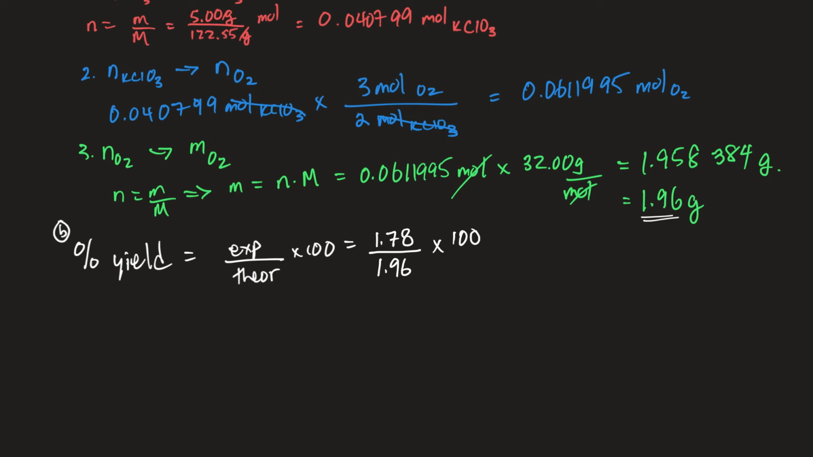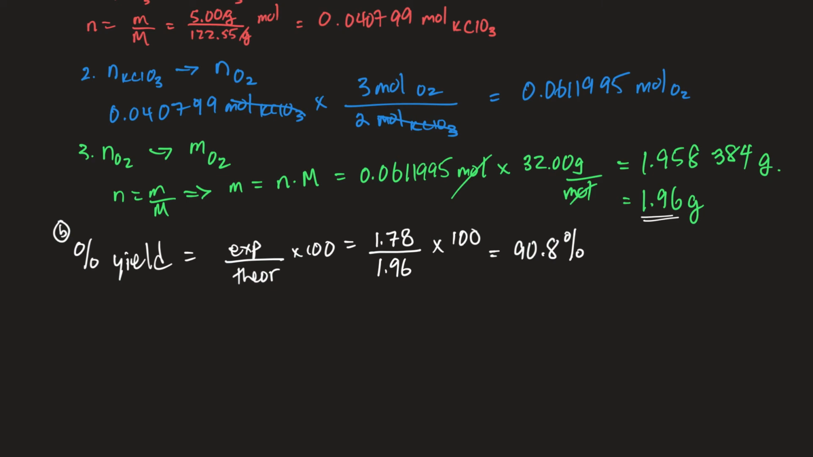So I just take and do those. So this will be 1.78 divided by 1.96 times 100. 90.81. Oh, let's go 3 sig figs, so 90.8. So I'd give that 90.8% yield. So they're pretty close, right? 100% would be perfect yield. 90.8, yeah, they're fairly close.